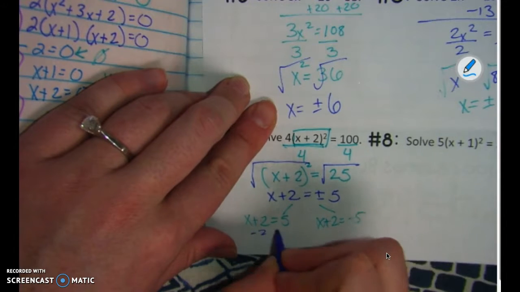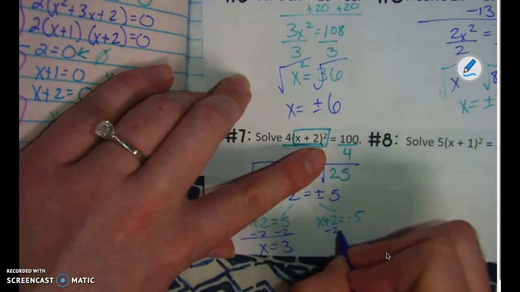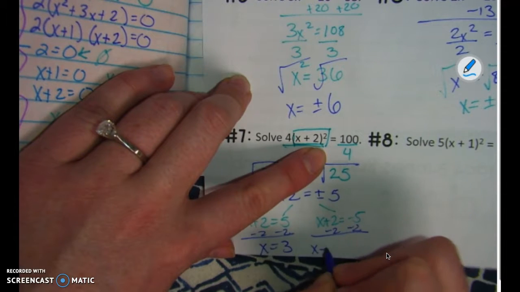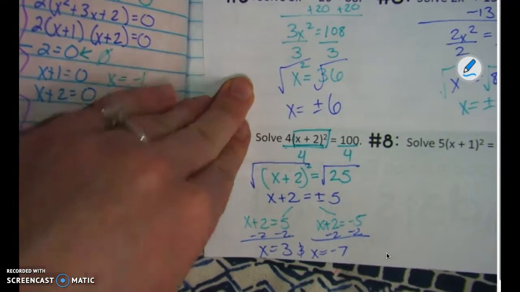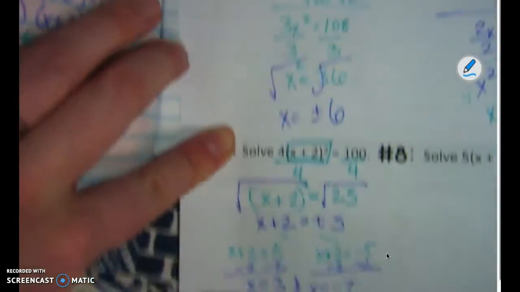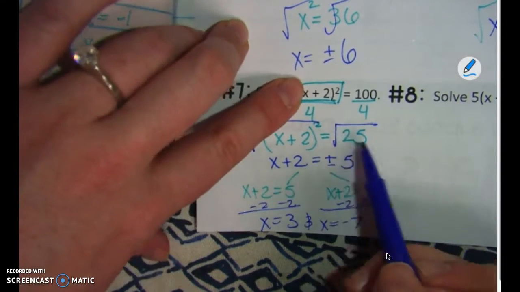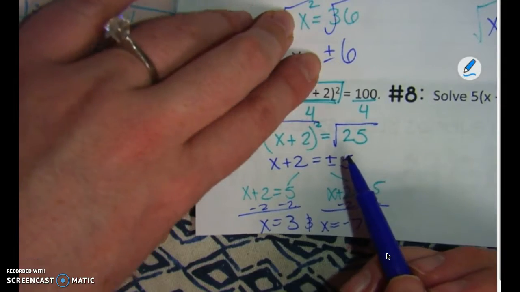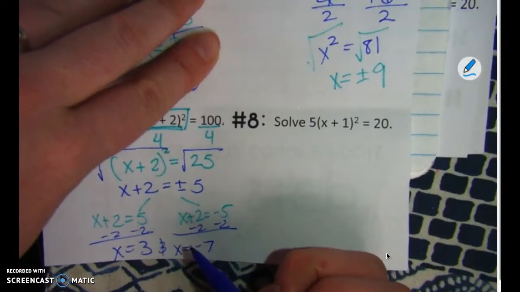So subtract 2. So x can equal 3 or x can equal negative 7. So you have to set that up using an extra step. Again, if this wasn't a perfect square, I'll show you what you do in a second. It'll look a little different.